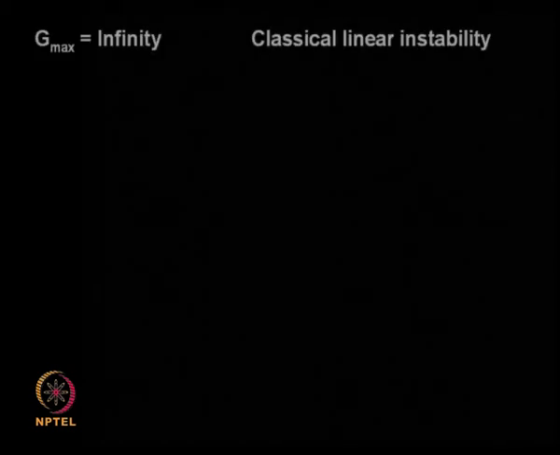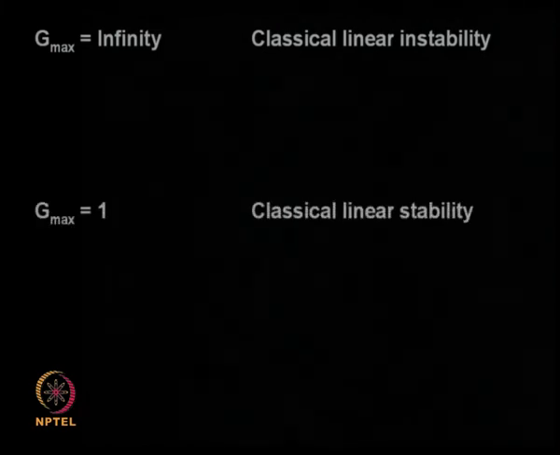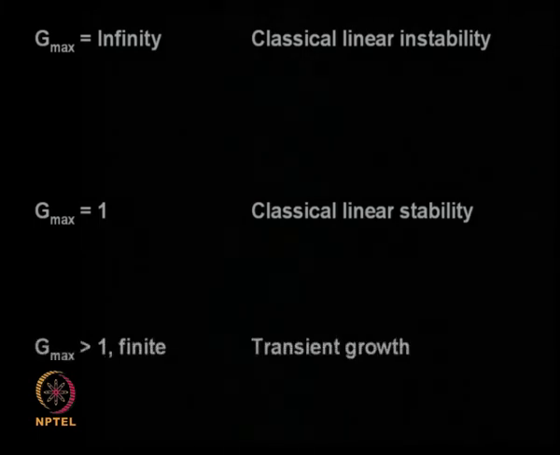So let us look at G max. If G max is infinity, that means energy is amplified to infinity. That happens for classical linear instability. If G max is 1, that means you had the maximum energy at time t equals 0, and ever since then it is decaying. So that is classical stability. You have, let us say, excitation along an eigenmode and it just decays, and that is fine. G max greater than 1 but finite is transient growth.